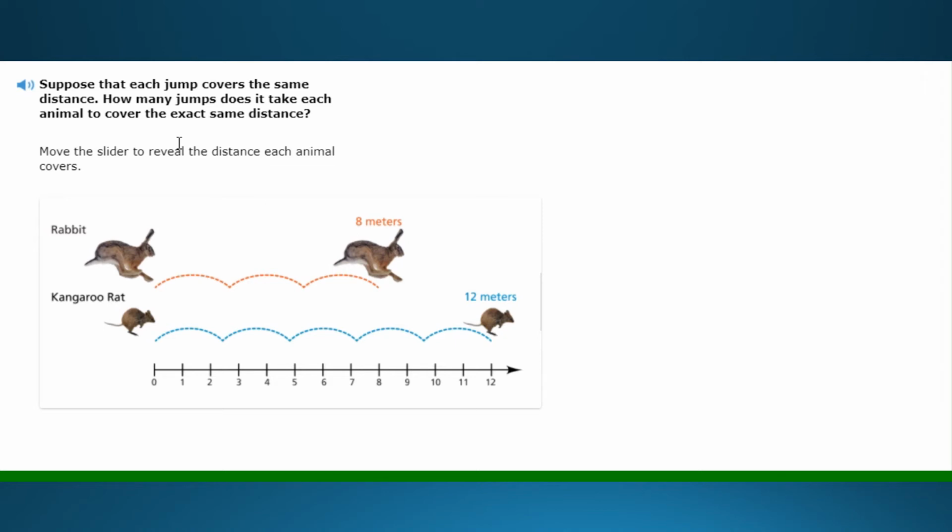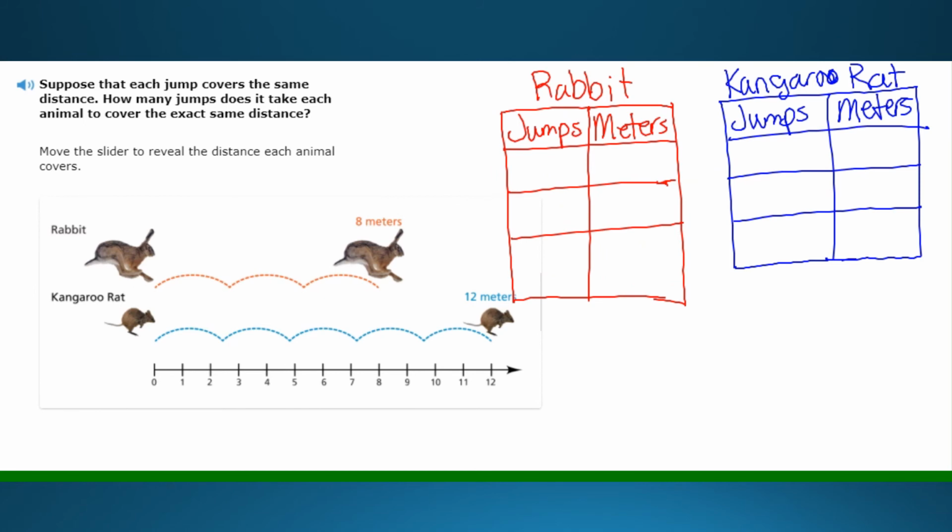So this question is asking, how many jumps does it take each animal to cover the exact same distance? First, I'm going to write out a chart. Alright, so here are my charts and I need to fill in the first boxes. So we're going to focus on the rabbit. We see here the rabbit jumped 1, 2, 3 times and went 8 meters. So that'll be for the first box. So 3 jumps and 8 meters. Now, the kangaroo rat, we know it jumped 1, 2, 3, 4, 5 jumps and went 12 meters.